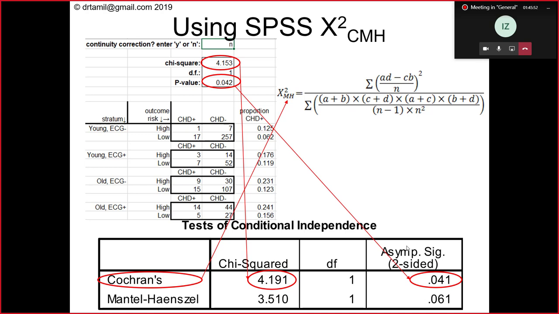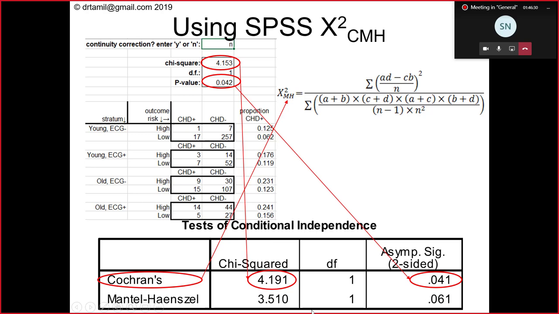I came up with a table on how to calculate this manually. I'm not sure whether I gave it to you all or not. If I did not give, just remind me. And this table calculates the chi-square Mantel-Haenszel manually. You end up with 4.153. Please take note. Okay, I got it. The issue here is a 3.510.